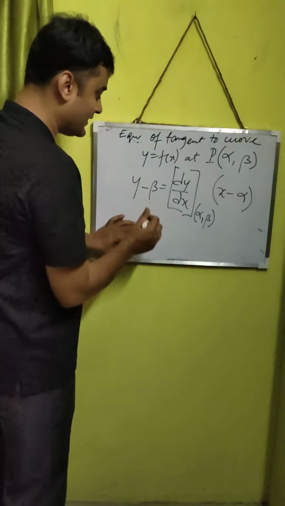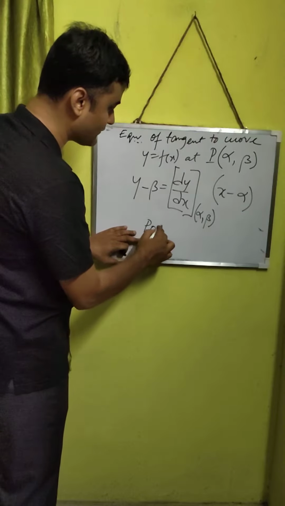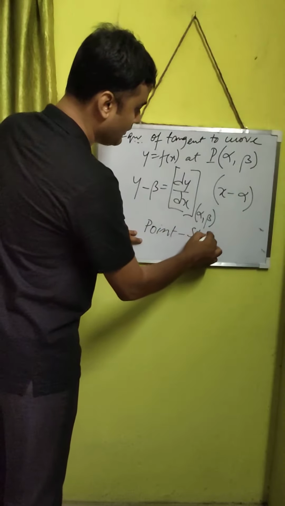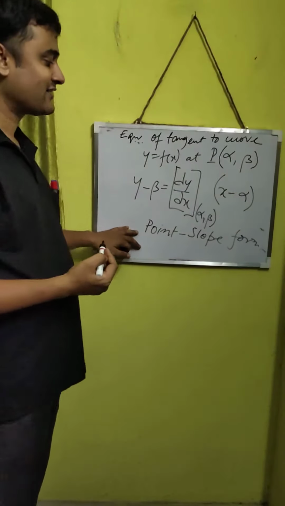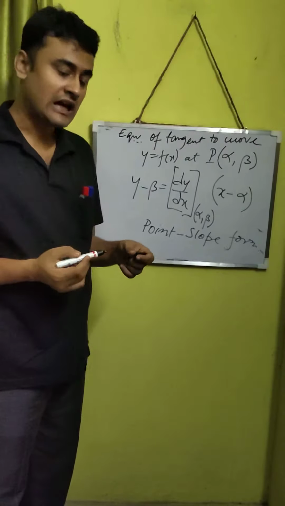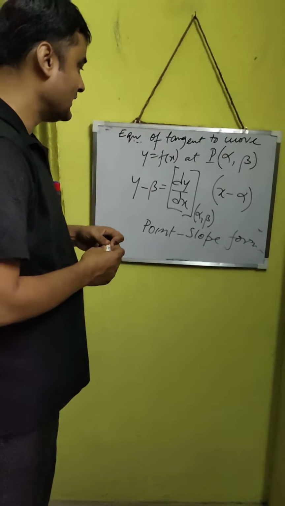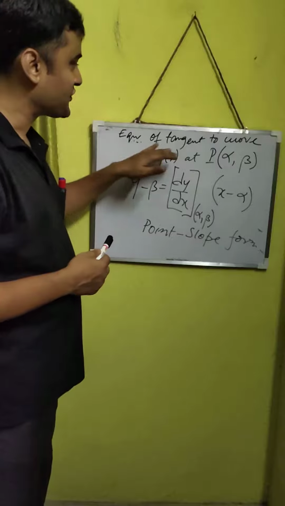This is called the point-slope form. If you remember from the class 11 syllabus of straight lines, this form is known as the point-slope form. It is in the class 11 syllabus, you can check it.